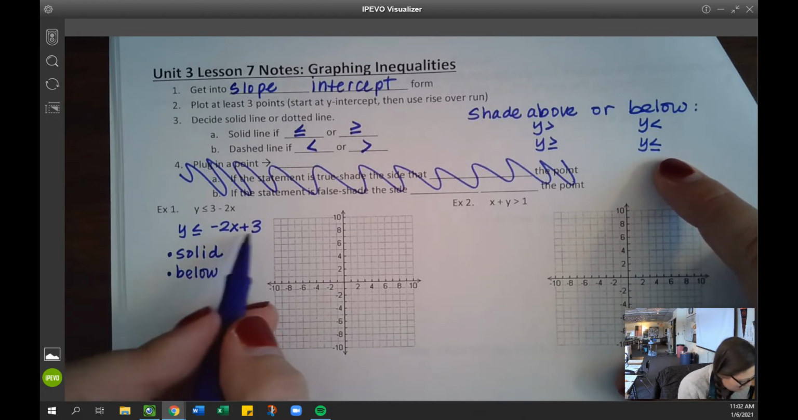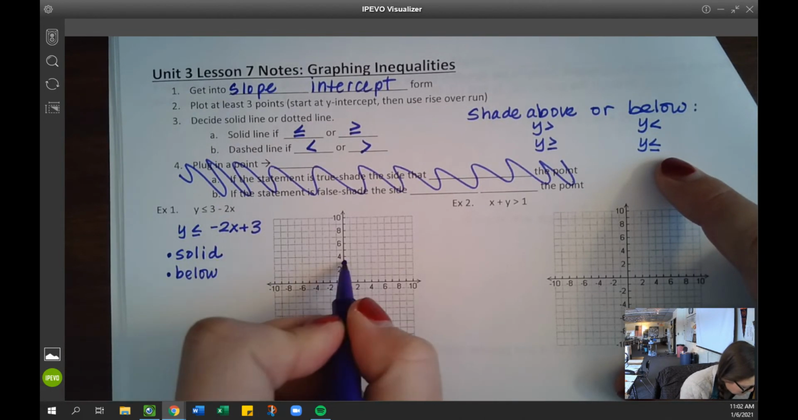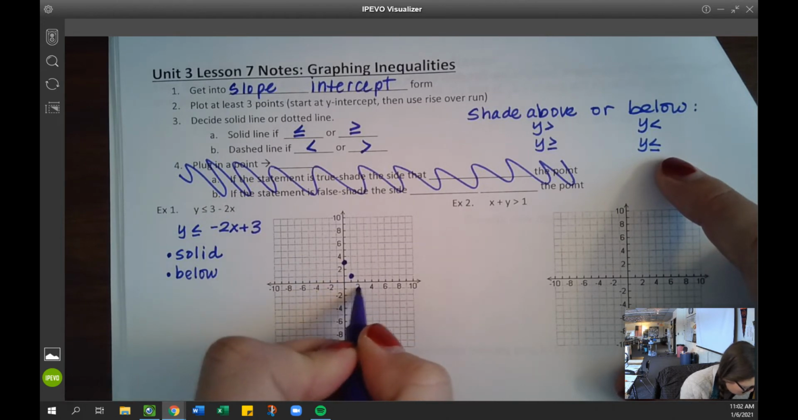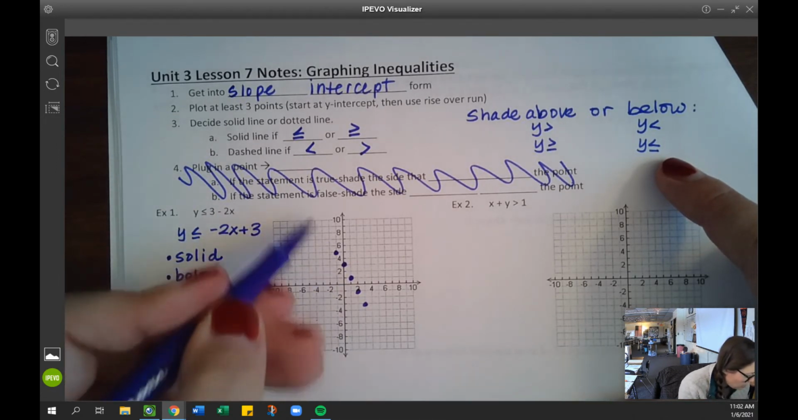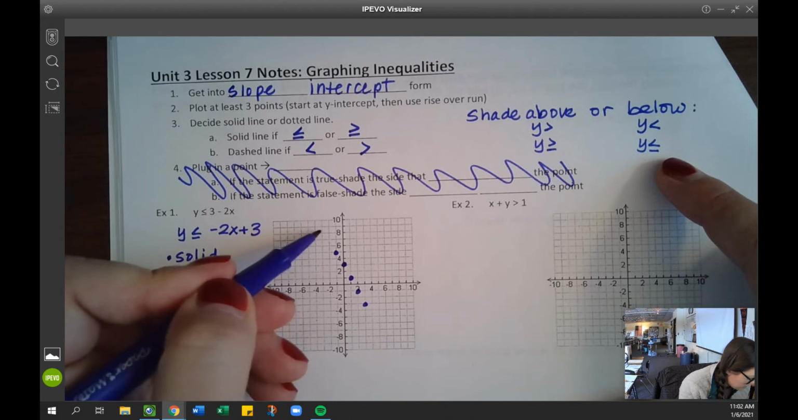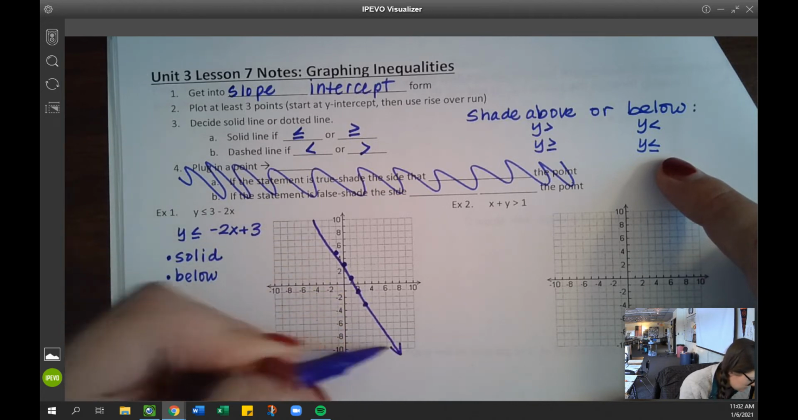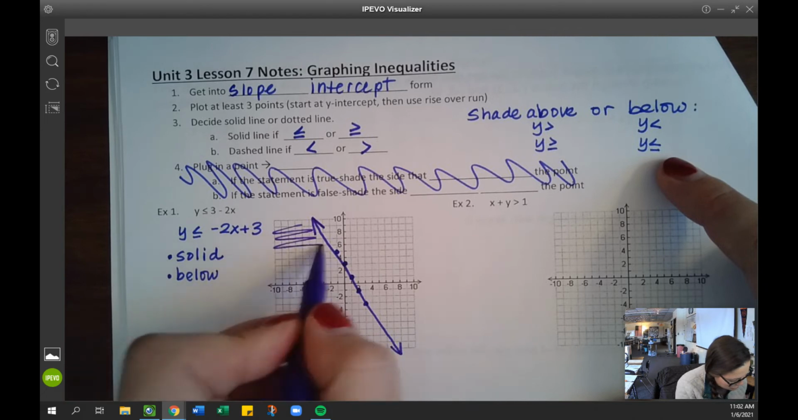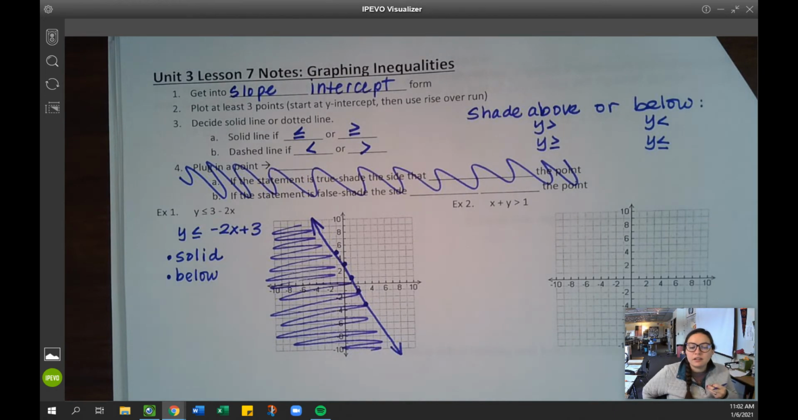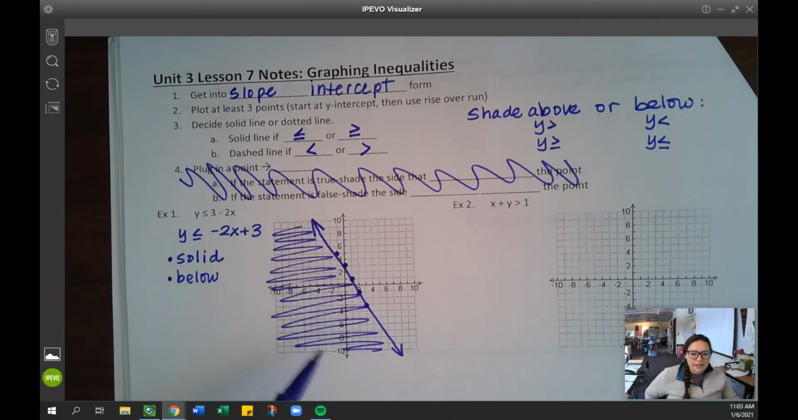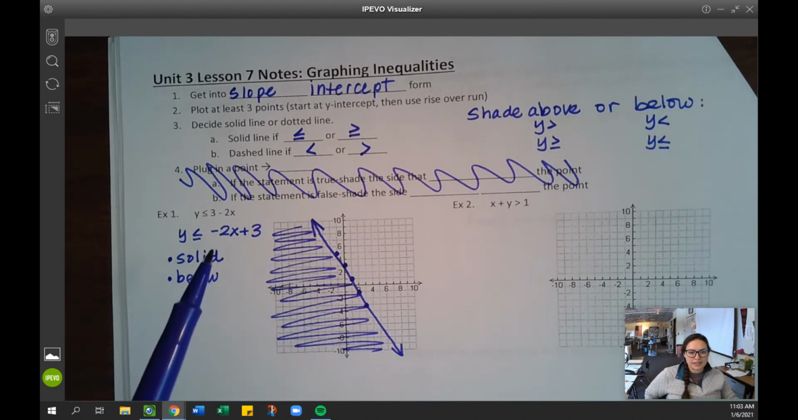So I'm going to graph this just like I normally would. I'm going to begin at 3. I'm going to go down 2 over 1. And I would really recommend that you go all the way across the graph. I'm going to have a solid line. And then I shade below the line. And the reason we shade below the line is because all of the points below the line make the inequality true. So if I pick any point that's below this line, it's going to work in the inequality.